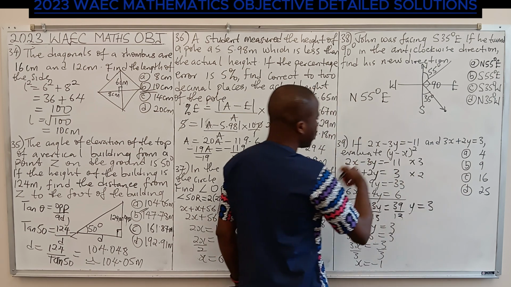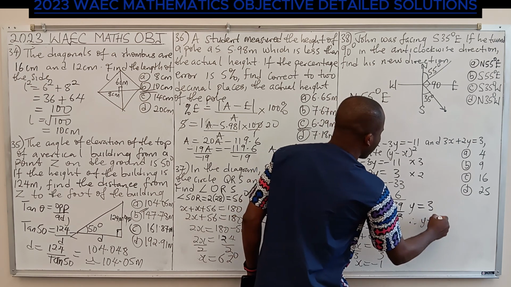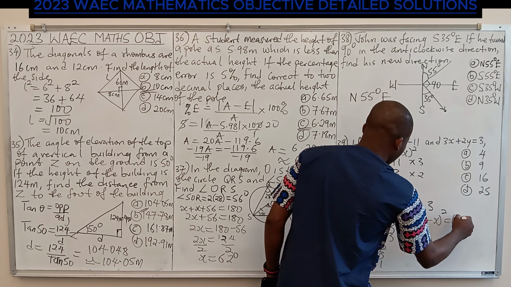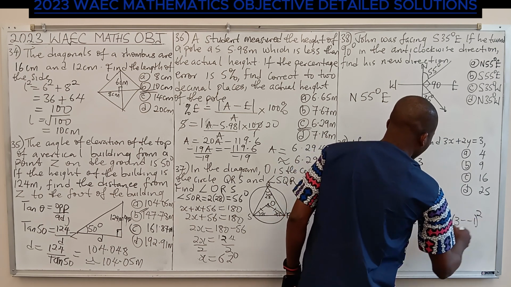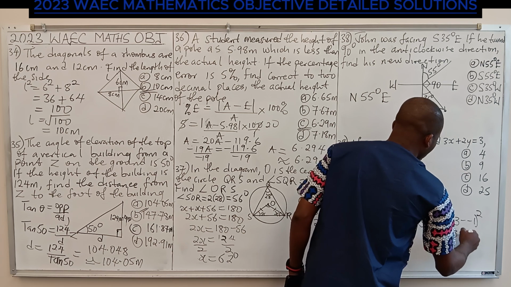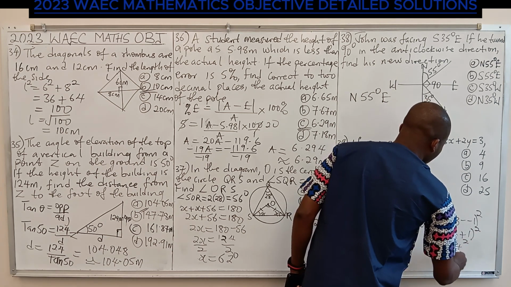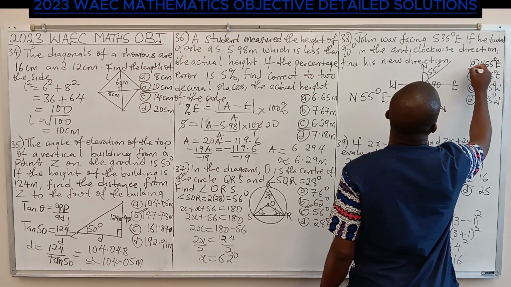So since x is minus 1 and y is 3, therefore y minus x all square is 3 minus minus 1 all square, which is 3 plus 1 all square, which is 4 square, which is 16, which is C. And here, this is A.